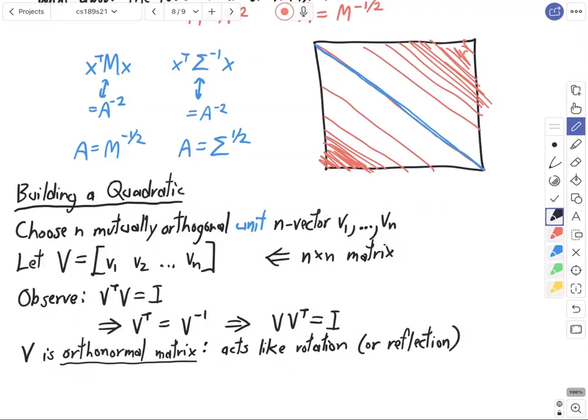All right, so we've chosen our eigenvectors. Now I want to choose our eigenvalues. Or if you're thinking in terms of building an ellipsoid, you want to build a quadratic form whose isocontours are ellipsoids with certain axes and certain radii. Let's choose those radii. And so those are going to be the lambda i's, our eigenvalues.